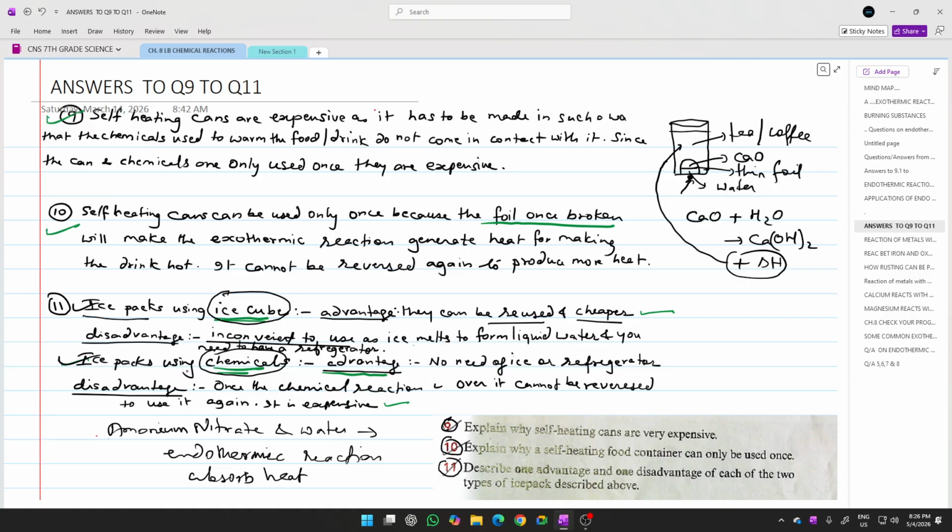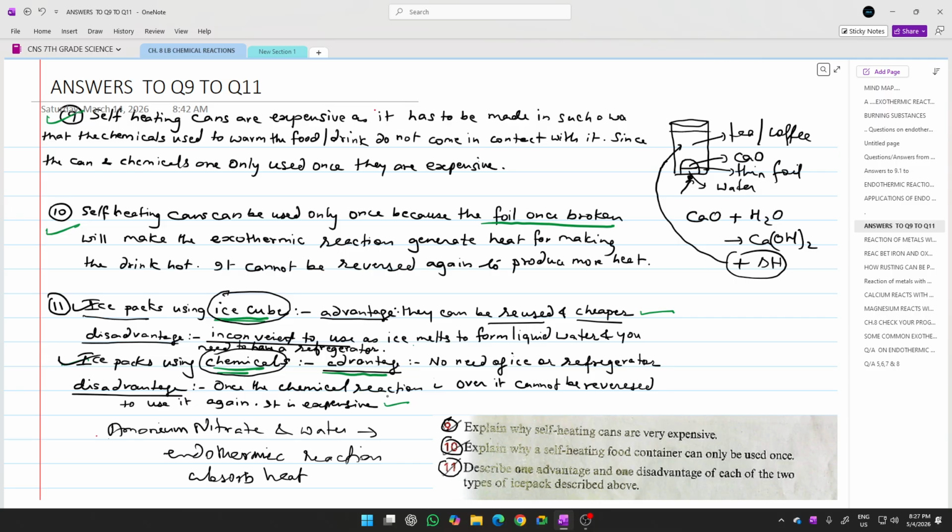In the case of a chemical ice pack, what is the advantage? Here the advantage is that the inconvenience is not there. Every time you will not have to use the refrigerator, because we are using chemicals, not ice. So no need of putting it in the refrigerator. That is the advantage.